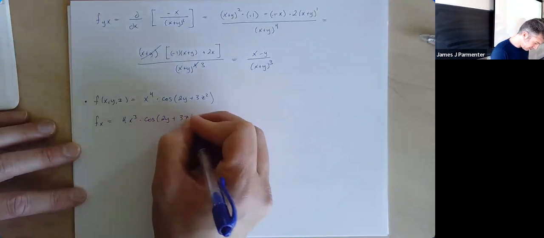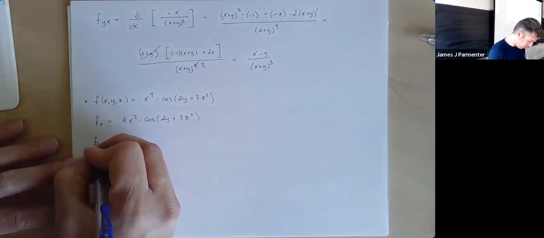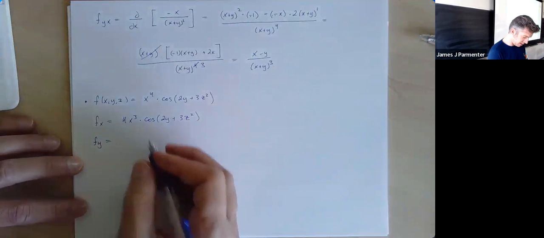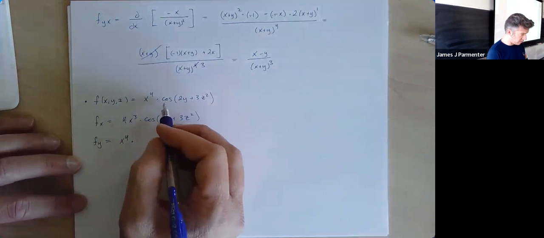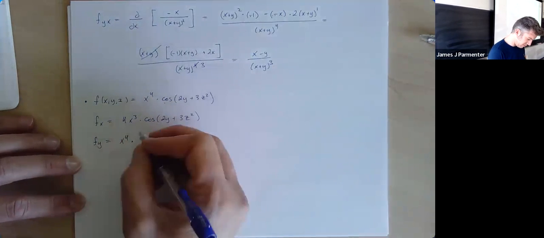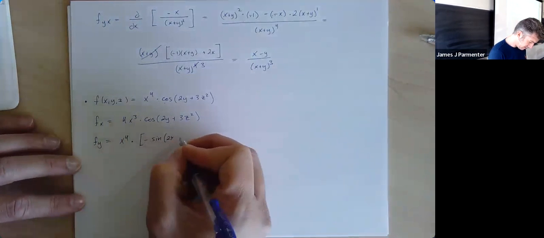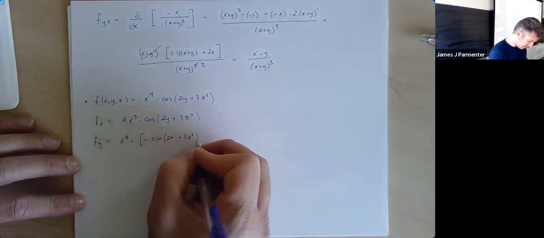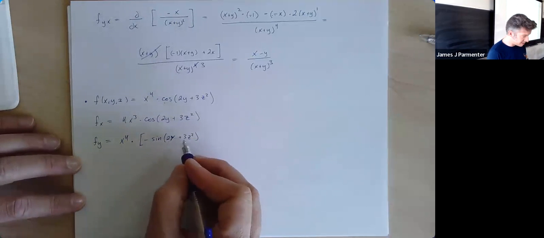And constant multiples do what they always have done. They hang out. On the other hand, if we want to find the partial derivative with respect to y, it's going to be a little more interesting. The x to the 4th is going to hang out, and then we multiply by it. The derivative of cosine of some stuff is negative sine of that stuff, and then we have to multiply by the derivative of the inside stuff. And the derivative of the inside stuff is going to be 2 plus 0.